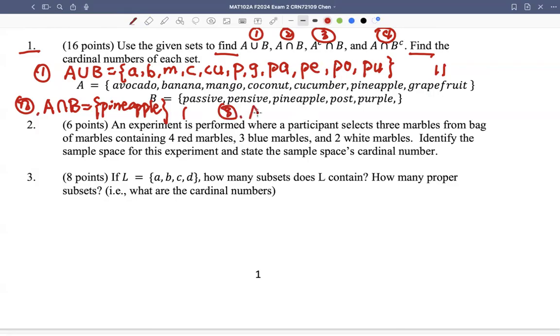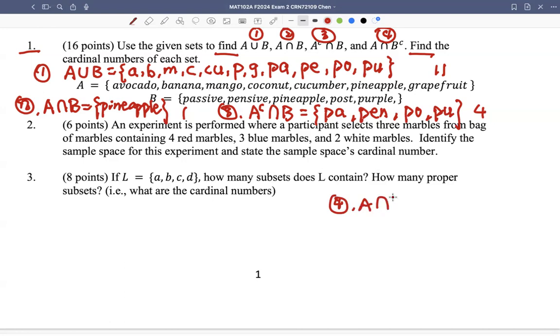We want to find A complement intersect B, which means the elements in B but not in A. A complement means not in A. Intersect with B means the elements in B not in A. So we have passive, pensive, or pineapple is in A. So post and purple. So 4 elements. So that's A complement intersect with B. Now let me write here. So 4.